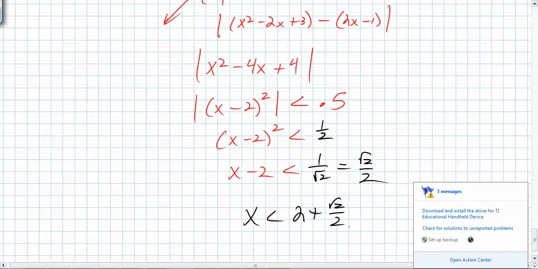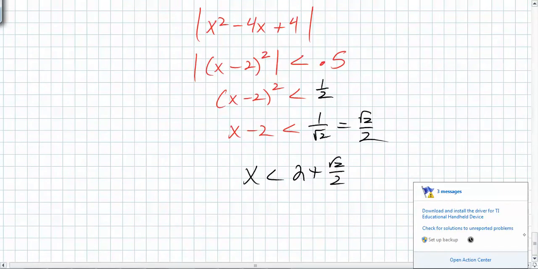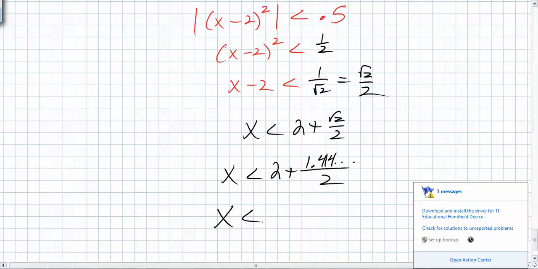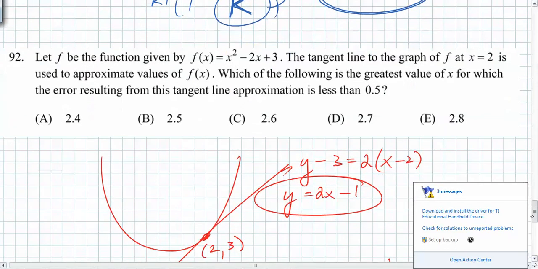And they're just having you estimate right here, right? So you have to go back and look. What is root 2 approximately? You have your calculator, right? So x has to be less than what's 2 plus 1.414 over 2? What's that come out to be? What's that decimal, please? 2.7. Someone give me the exact decimal right here. 2.7 what? 0.710. Yeah. So then you go up here, and what does it have to be? 2.7.